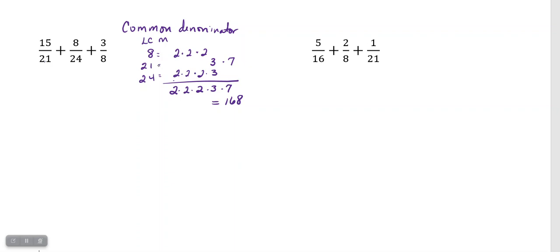So then I can look. To get 168, I'm going to multiply 21 by 8, because it's missing the 3 2's. That's the only thing it's missing, is the 3 2's. And again, whatever I multiply on bottom, I have to multiply on top. Now 24 is the 8 times the 3, so I have to multiply it by 7, because the only thing it's missing is the 7.